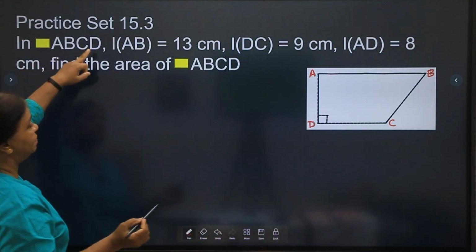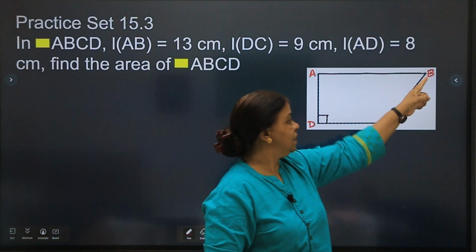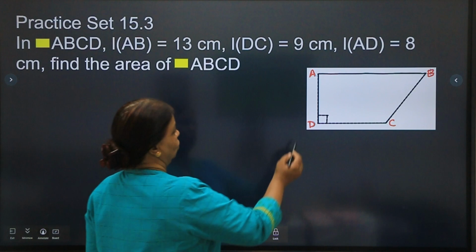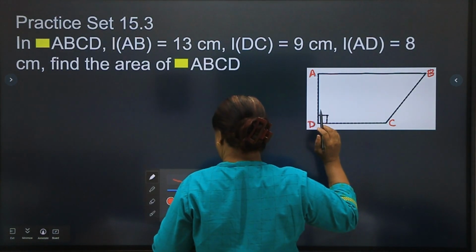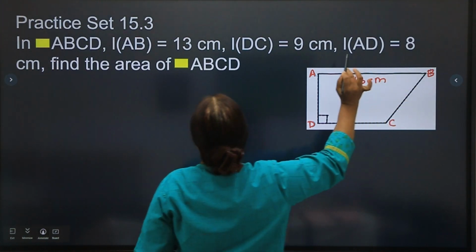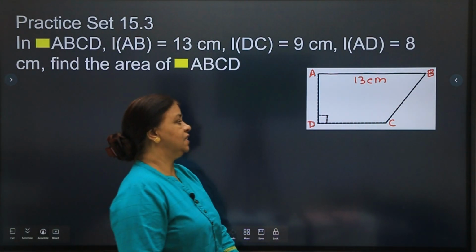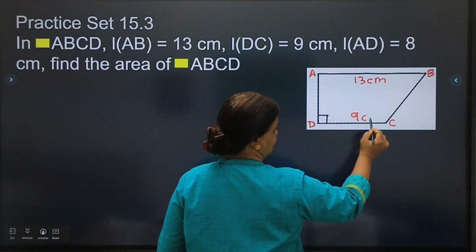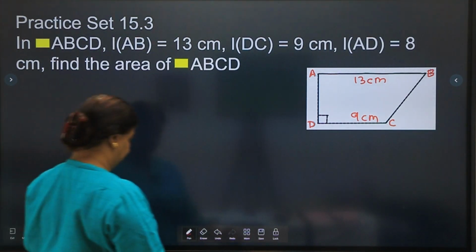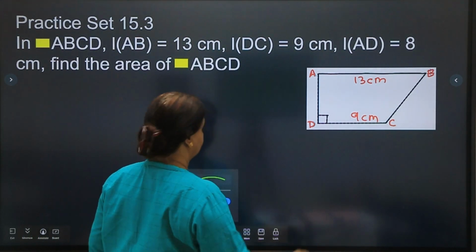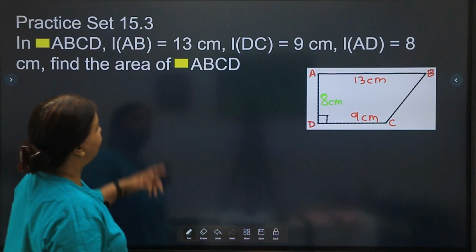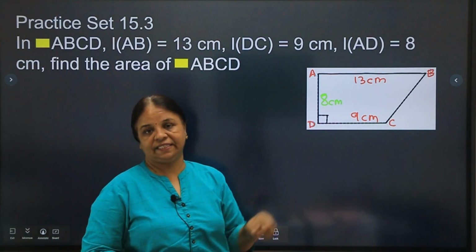In quadrilateral ABCD, length AB is 13 centimeter. So this one is given, AB is given 13 centimeter. DC is 9 centimeter. This is 9 centimeter. And length AD is 8 centimeter. Find out the area of the quadrilateral ABCD.